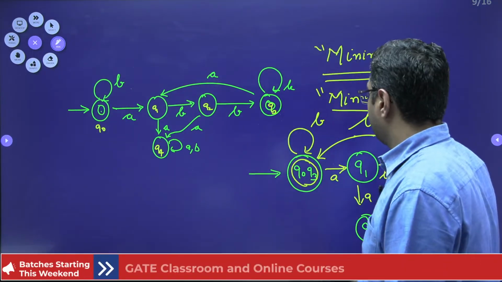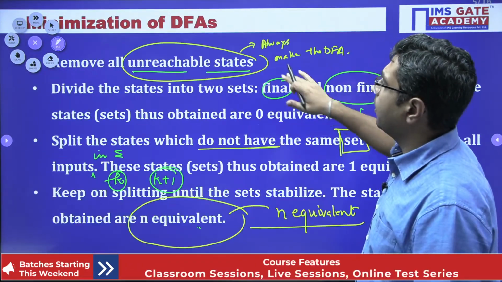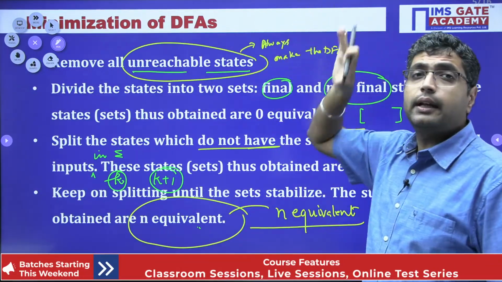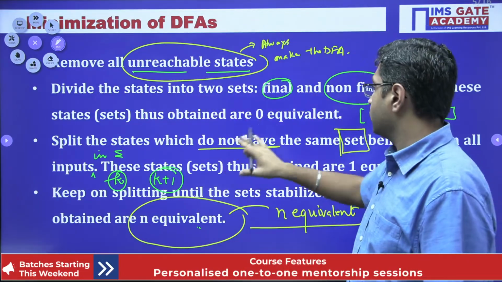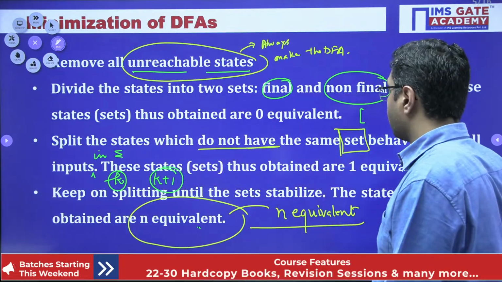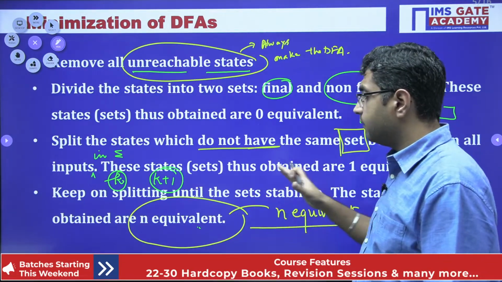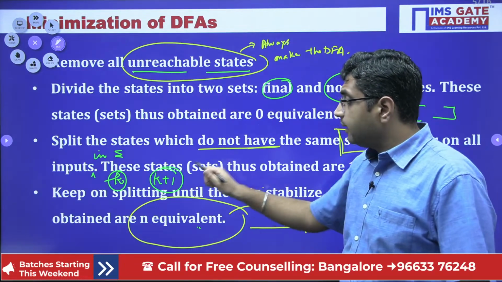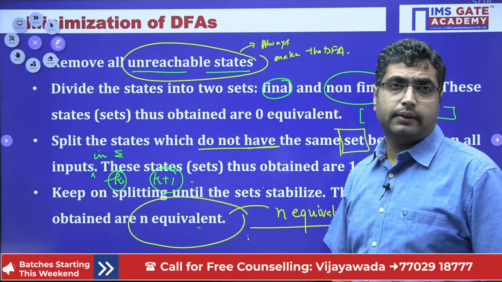So what are the steps? First of all, you have to remove all the unreachable states, that cannot be reached. Then divide the states into two sets, final and non-final; these are zero equivalent. Split the states which do not have the same behavior on all the inputs in sigma. The states thus obtained are one equivalent. Keep on splitting until your state sets stabilize, that means they become n equivalent. That is, the kth and k plus 1th equivalence should be the same. Then we say they are n equivalent.